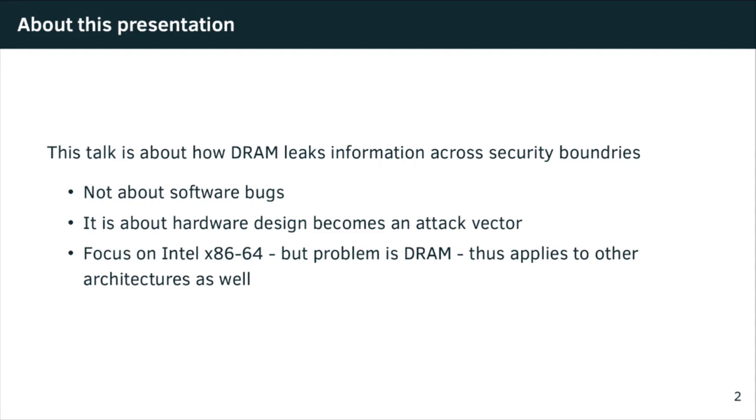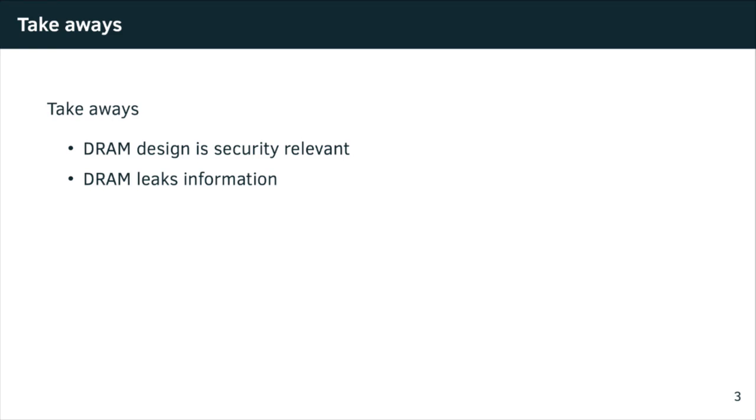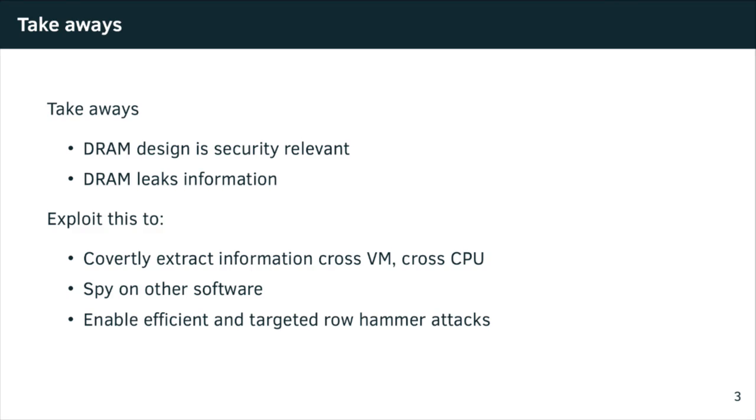So we will be focused on Intel x86-64. The problem that we identified is in DRAM, meaning that it applies to other platforms as well. So you should just keep that in mind going through this talk. The takeaways that we want you to have when you go are that DRAM design is security relevant, and specifically that DRAM leaks information. We can use this information to extract information cross-VM, cross-CPU. We can spy on other software, and we can use the information that DRAM leaks to enable efficient and targeted Rowhammer attacks.